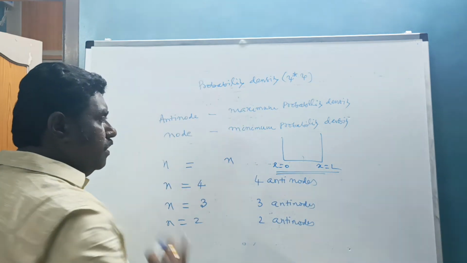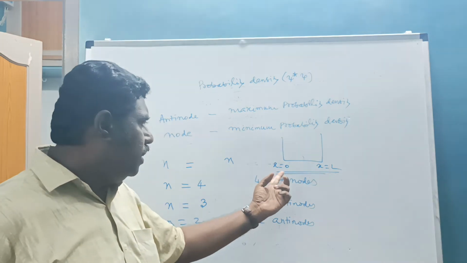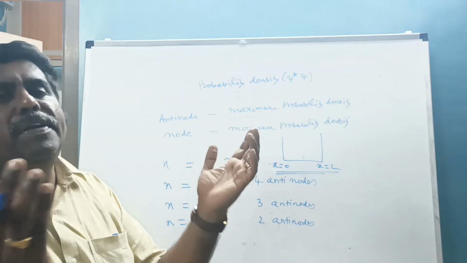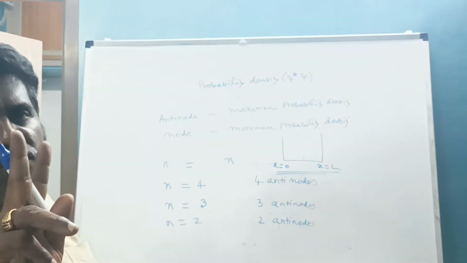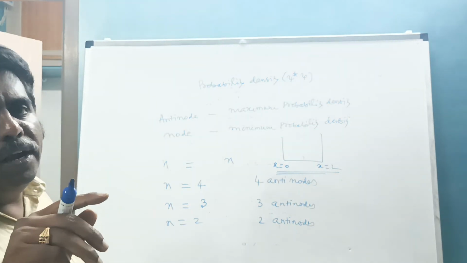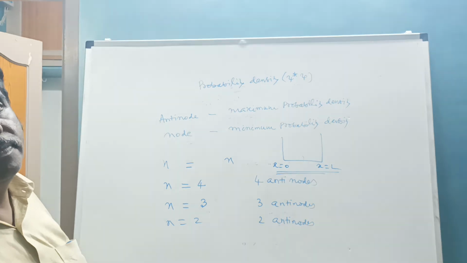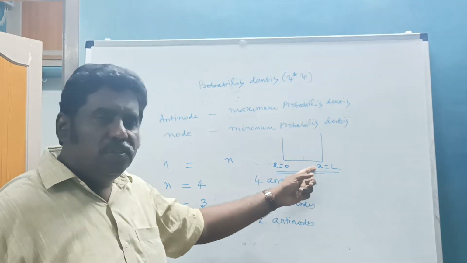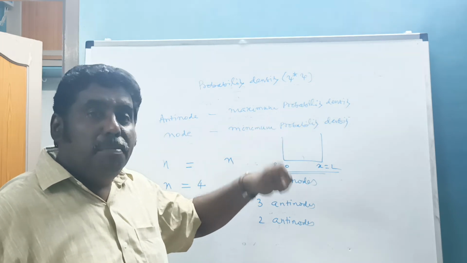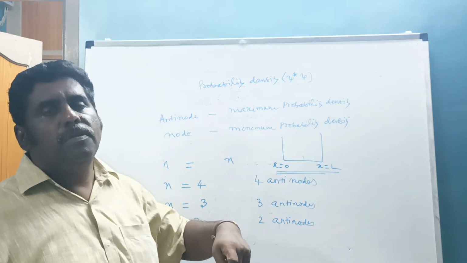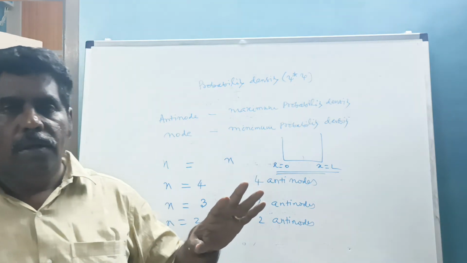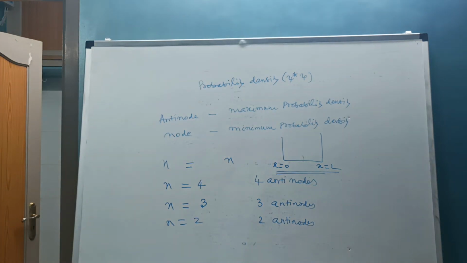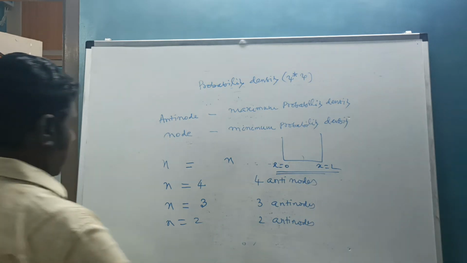In the case of probability density also, in addition to these two nodes, we may expect nodes in between two antinodes. If two antinodes are present, in between them one node should be present. In this way, in addition to these two nodes, we can have n minus 1 nodes for the given value of n. In order to understand this concept more, we should go to the pictorial representation.